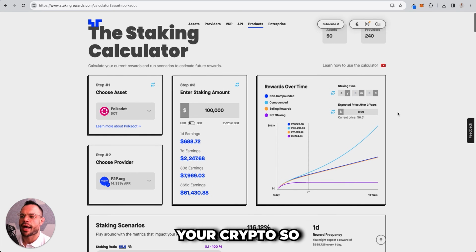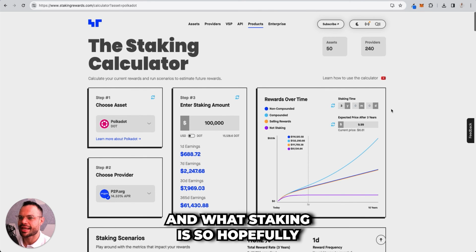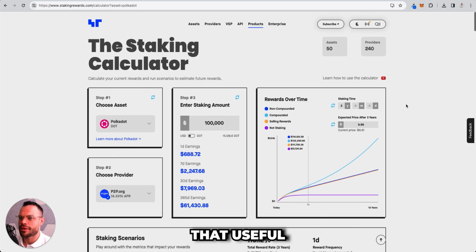So this was just geared to be a very high level introduction to staking and what staking is. So hopefully you found that useful.